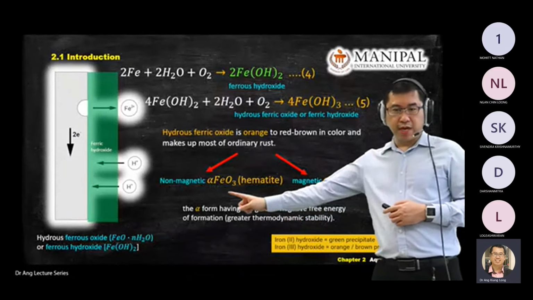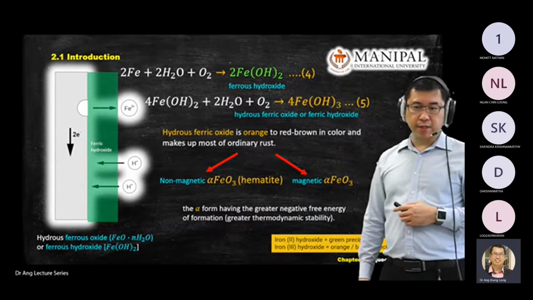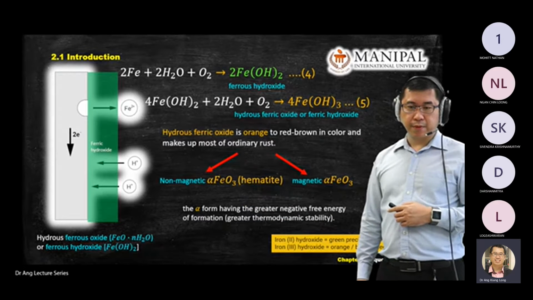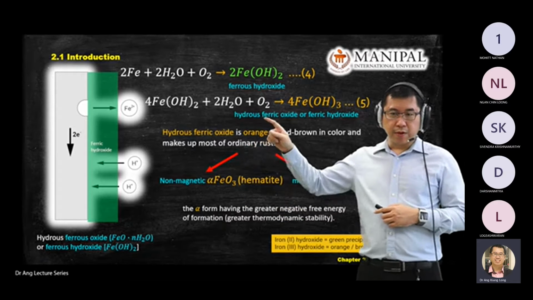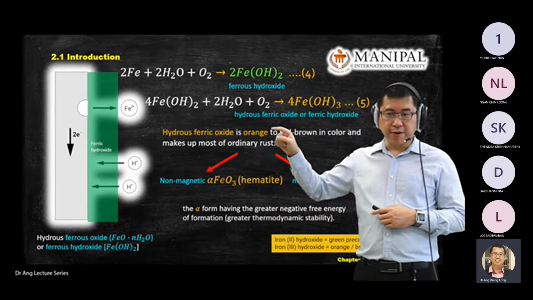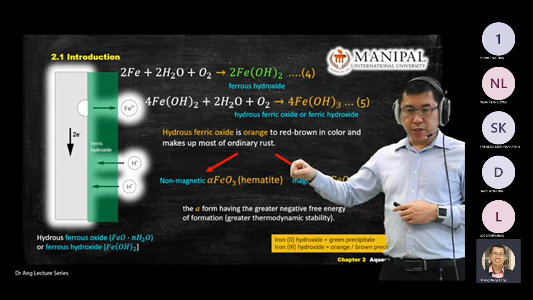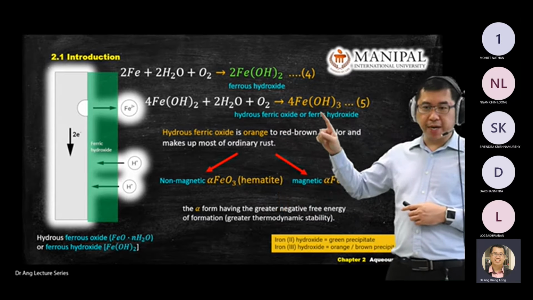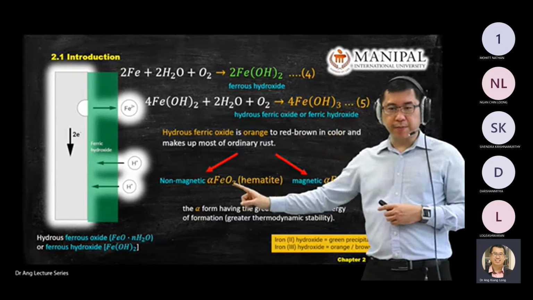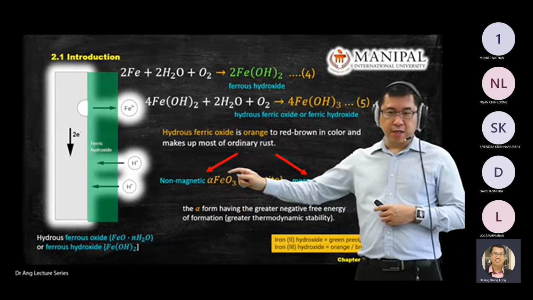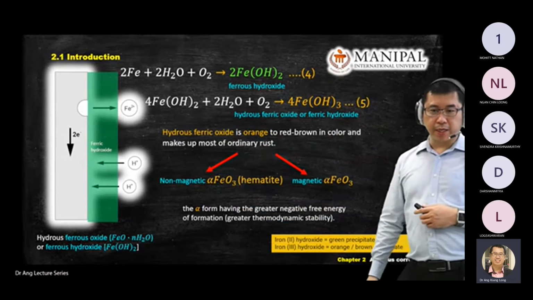Both are also alpha Fe2O3, but the non-magnetic one, right? Oh, sorry, if you have Fe2O3 with the alpha, it means it will have a greater thermodynamic stability compared to other forms. Sorry, not between these two. Just now I explained between these two. So if your Fe2O3 is with the alpha, it means it's more stable thermodynamically.